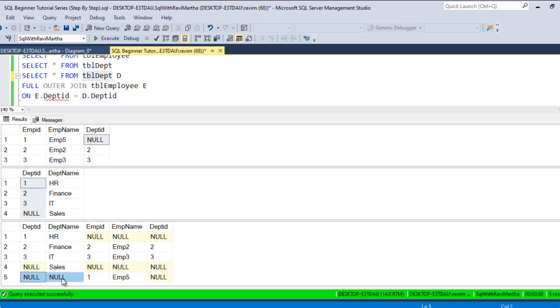So this is the inner join, and the fourth and first record are the remaining elements from the department table, and the fifth row is the remaining record from the employee table. So that's how the full join works, right?